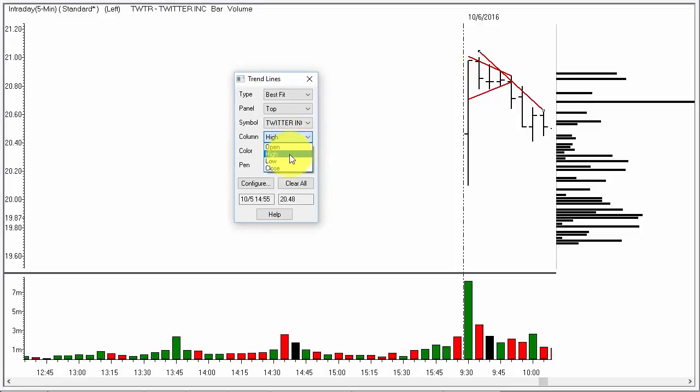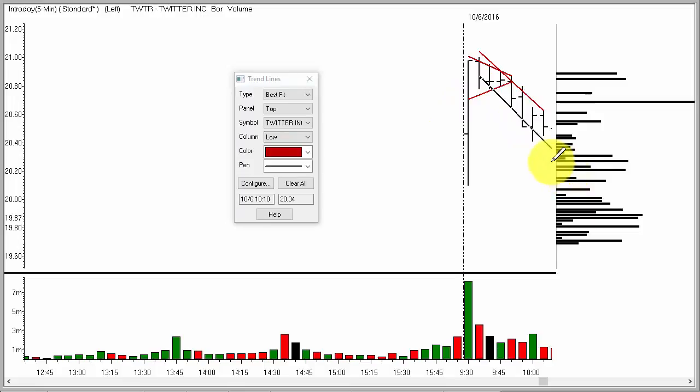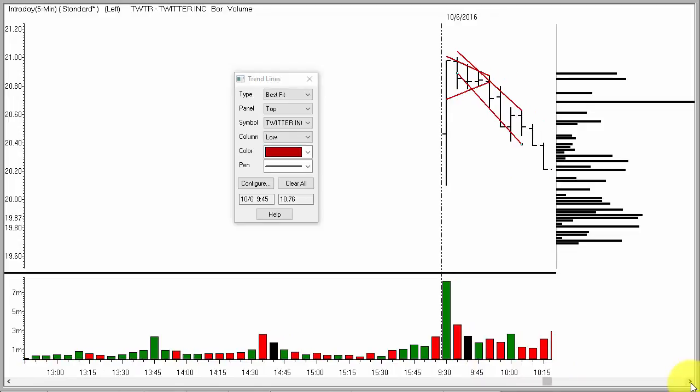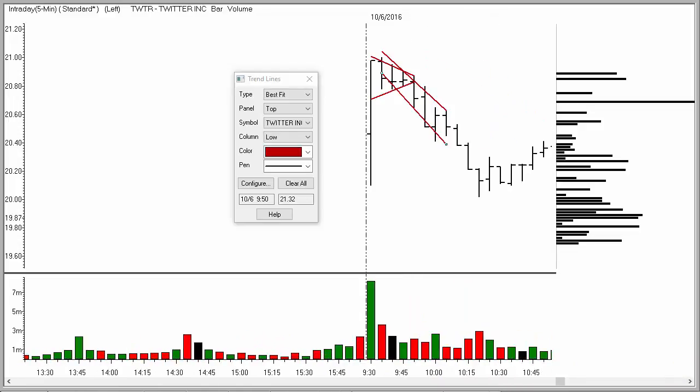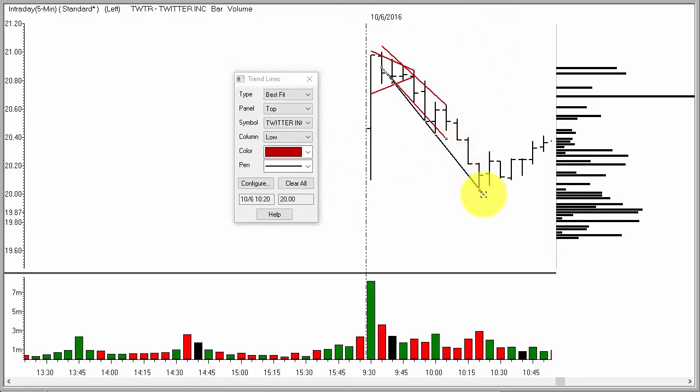And then I changed this to low, and I did the same thing. So now we've got a channel that's starting to form. Over the course of the session, those channel lines extended naturally. They do it without your intervention, and they just kept on moving lower.